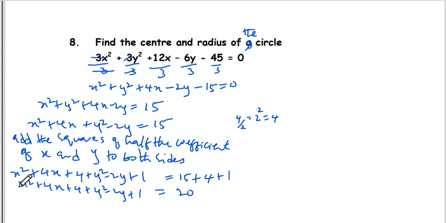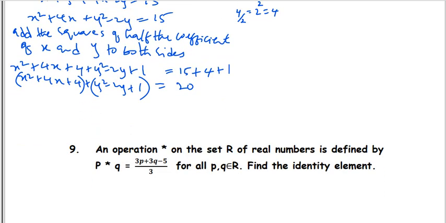So let's now solve this and that. So let's solve these two. This is the same as x plus the square root of 4, which is 2, then we square it. When you expand this, you get this. Plus this is the same as y minus the square root of 1, which is 1, squared, is equal to 20. So the center here, that's a and b.